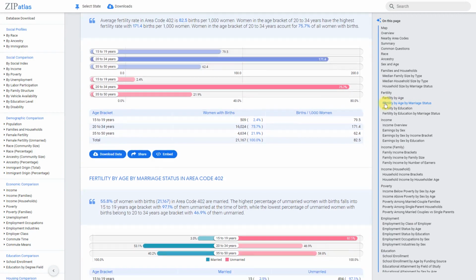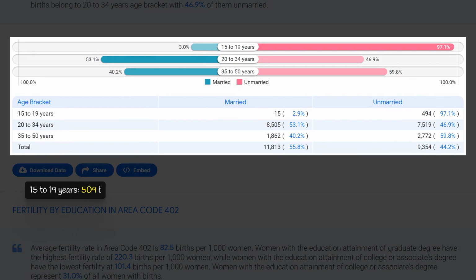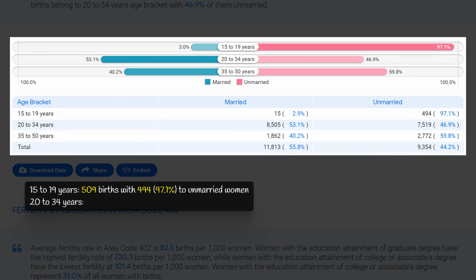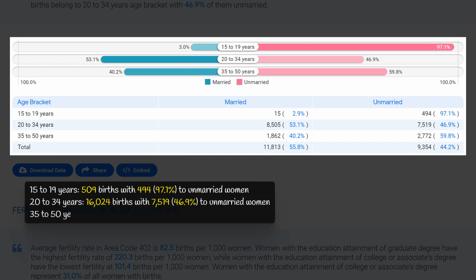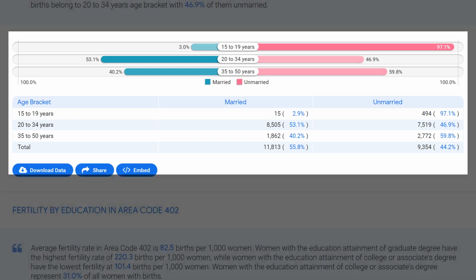The fertility data for area code 402 in Nebraska shows that there is a significant difference in the rates of non-marital childbearing among different age brackets. In the 15 to 19 years bracket, there were 509 births, of which 97.1% were to unmarried women. This is the age bracket with the highest rate of non-marital childbearing. On the other hand, in the 20 to 34 years bracket, there were 16,024 births, and only 46.9% of these were to unmarried women, making it the bracket with the lowest rate of non-marital childbearing. This data suggests that younger women in this area are more likely to have children outside of marriage compared to women in their late 20s and early 30s.